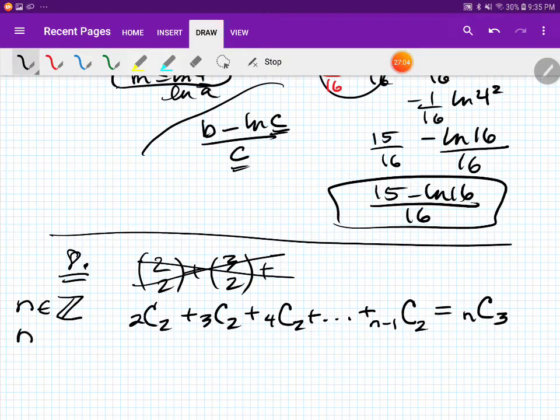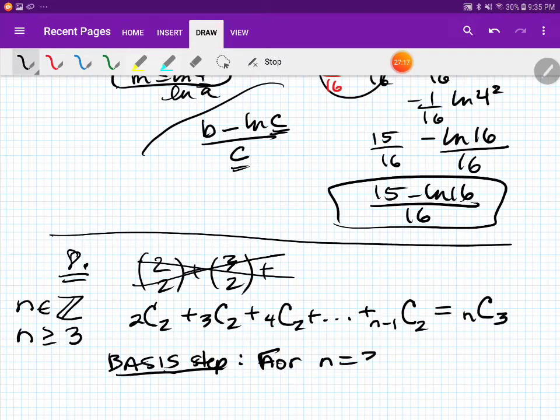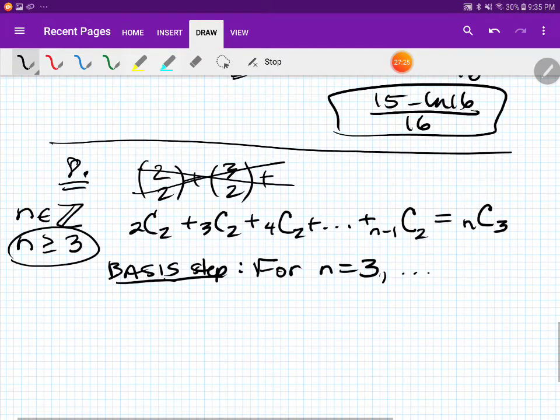And then it says n is greater than or equal to 3. So in the basis step, you won't start where you usually start. You'll start with n equals 3. You're not going to start at 1 when it says it starts at 3. So that's really cool. And then you would do your basis step, and then you do your induction step.